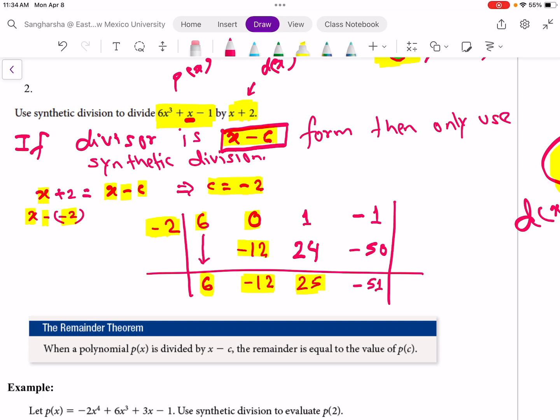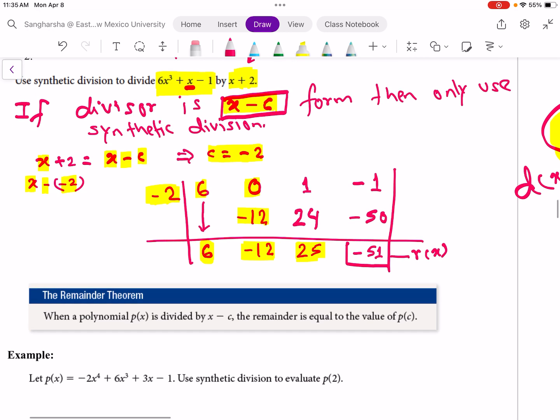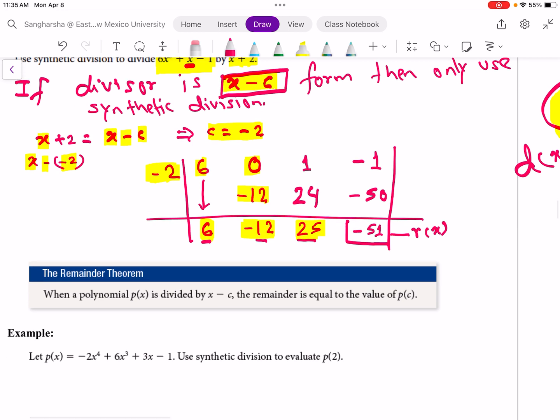Now whatever you have at the end, so this is what we have at the end. This is always your remainder, r of x. So whatever number you get at the end, we have -51, and -51 is the remainder r of x. And these numbers are the coefficients of our quotient, q of x. These 6, -12 and 25 are the coefficients of the quotient.